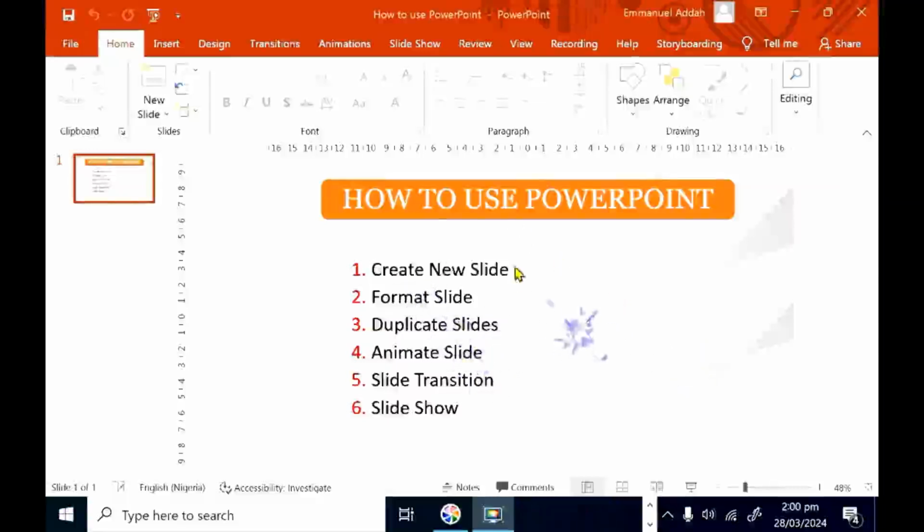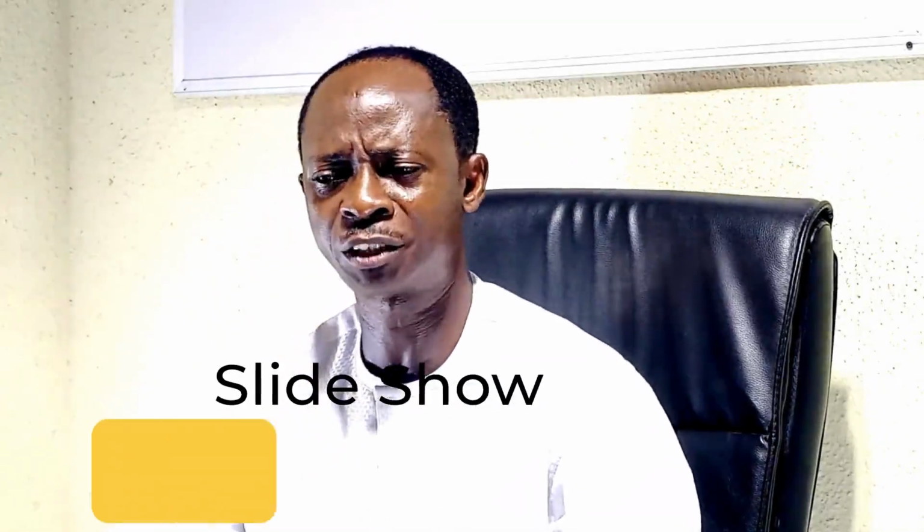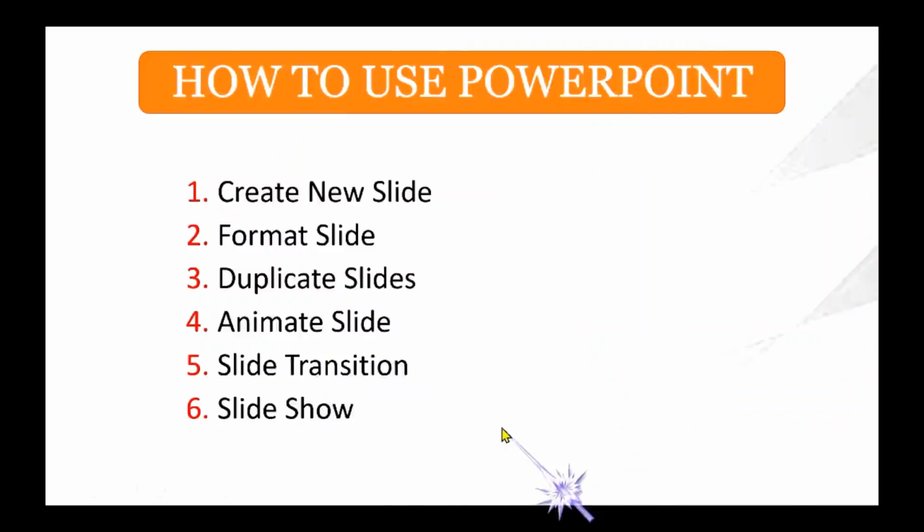Now in PowerPoint, there are steps you need to take to create a presentation. The first step is to create a new slide. After that, you format the slide. After that, you duplicate your slides until you finish entering all the contents. At the end, you now animate, that's number 4. You animate the slides. After animation, you go to slide transition. And lastly, you carry out what we call slideshow. Slideshow is actually the presentation of your content. You are teaching with it already. That is slideshow. But let's start off with it.